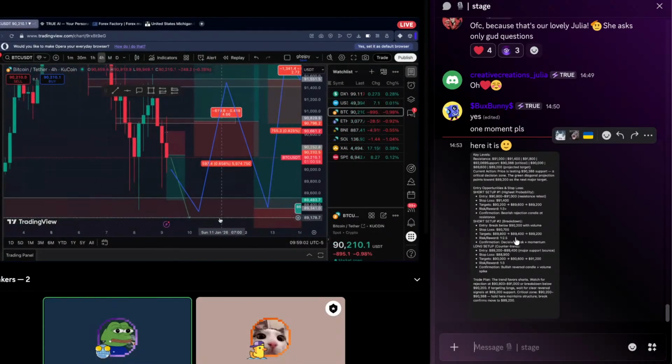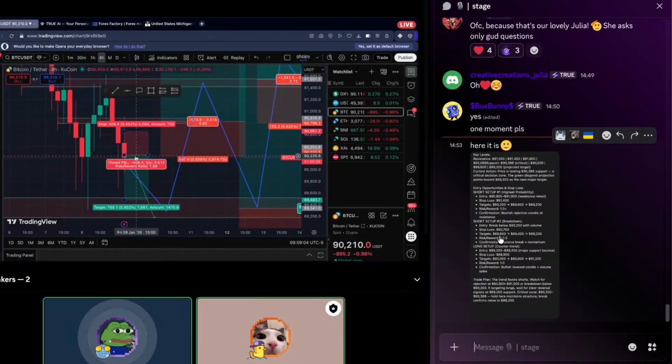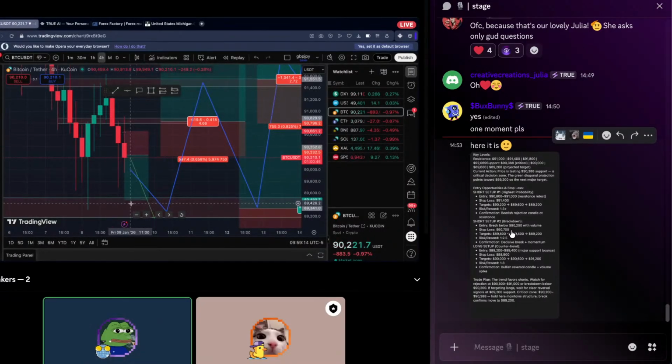That's the same trade idea. That's one. Look at this. Short below 92.50. Stop loss at 97,000. Take profit at 89,500.